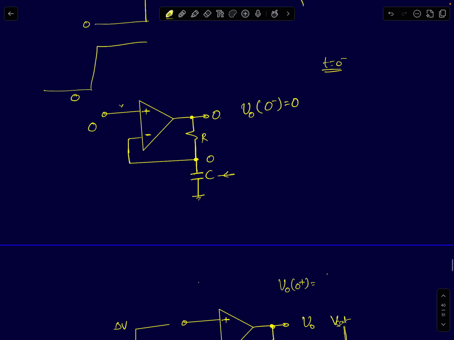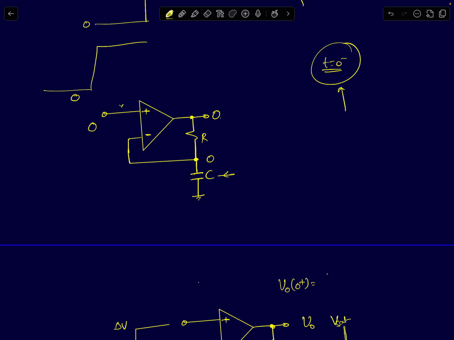First we will find what is the output voltage for t equal to 0 minus, that is just before the step input arrives. What is the output voltage of this op-amp? Because that will set the initial condition. Once you know the initial condition, then we can predict how the circuit is going to behave once the step arrives.